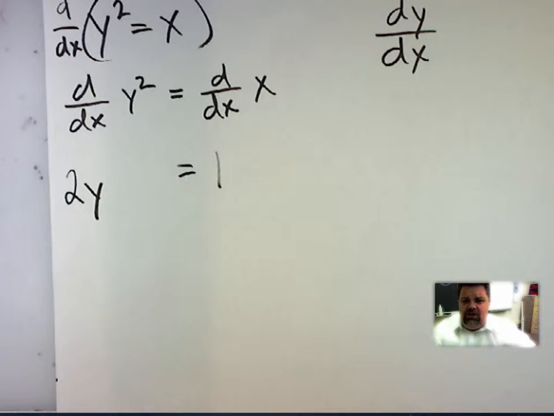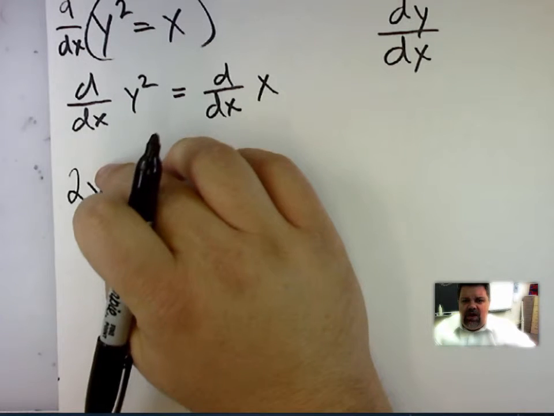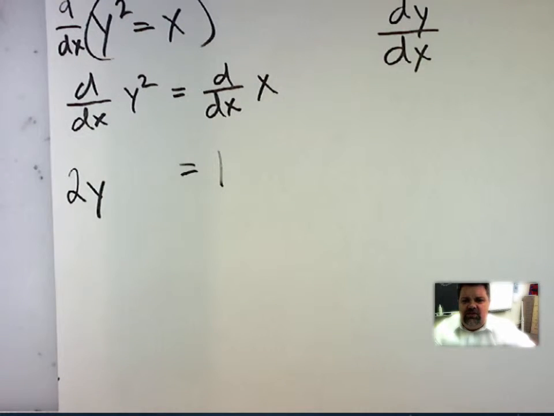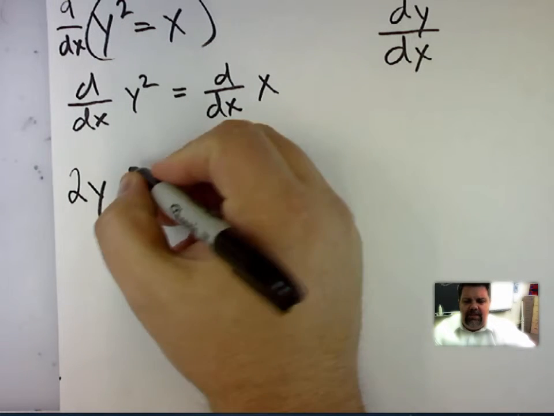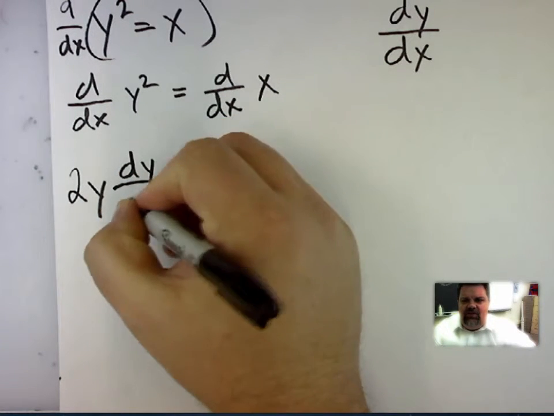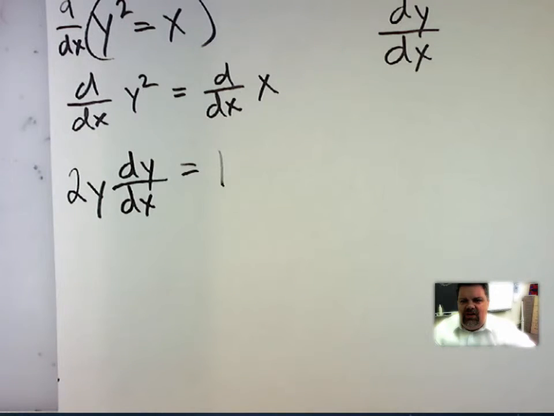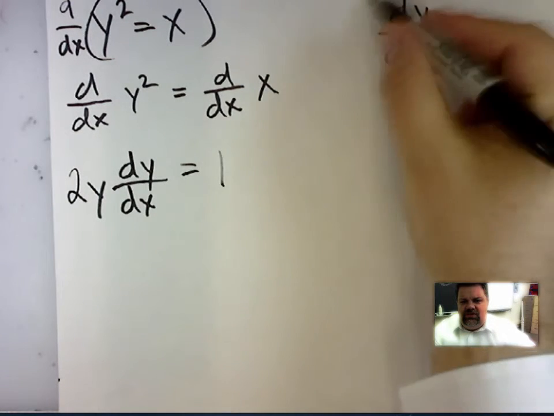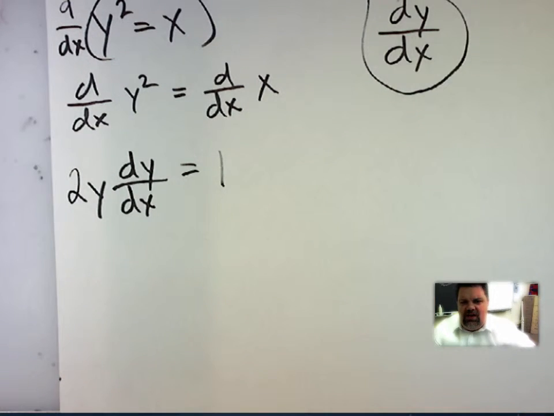So the 2 comes out to the front, and I'm going to subtract 1 from the power of 2. So the derivative of y squared is actually 2y, but the 2y is times the derivative of y with respect to x. Okay? So now I'm solving for dy dx. And then I have an equation here, 2y dy dx is equal to 1.